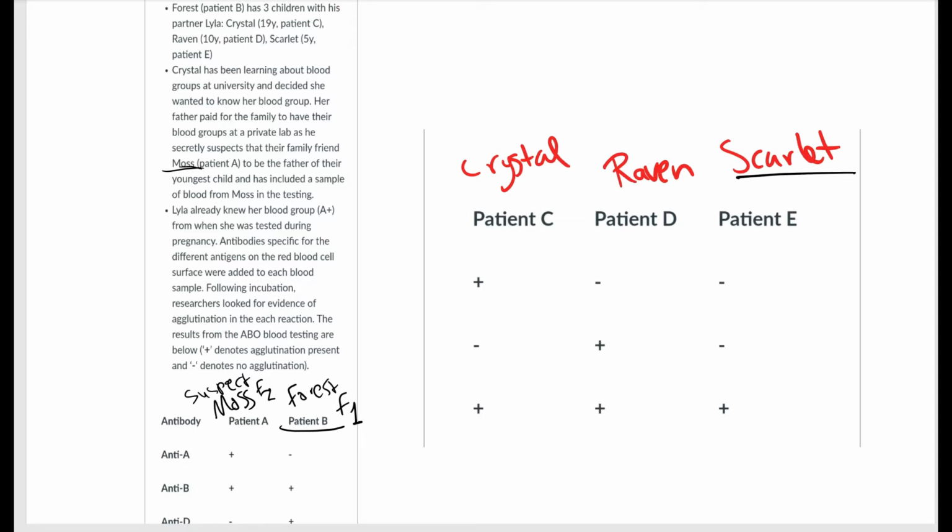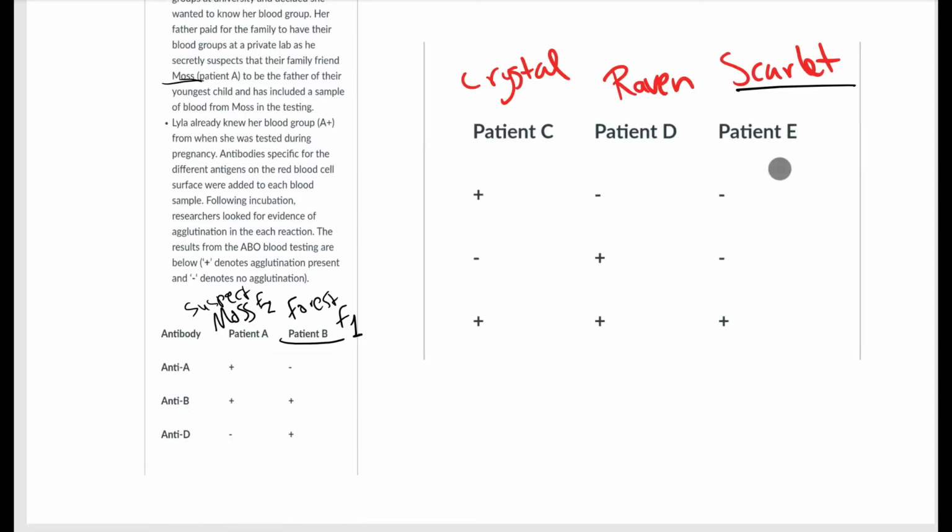They included blood samples of the youngest child and from Moss. Lila is the mother, and already knew her blood group, A+, from when she was tested during pregnancy. Antibodies specific to different antigens on the red blood cell surface were added to each blood sample. Following incubation, researchers looked for evidence of agglutination in each reaction. The results are here, so we can see.